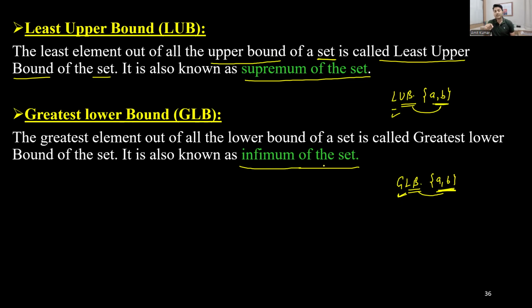Greatest lower bound means, as the name indicates, from all the lower bounds, the greatest one. Least upper bound, from all the upper bounds, the least one.